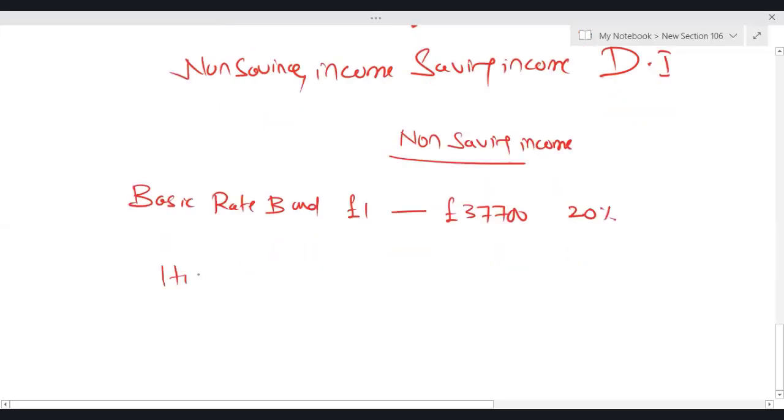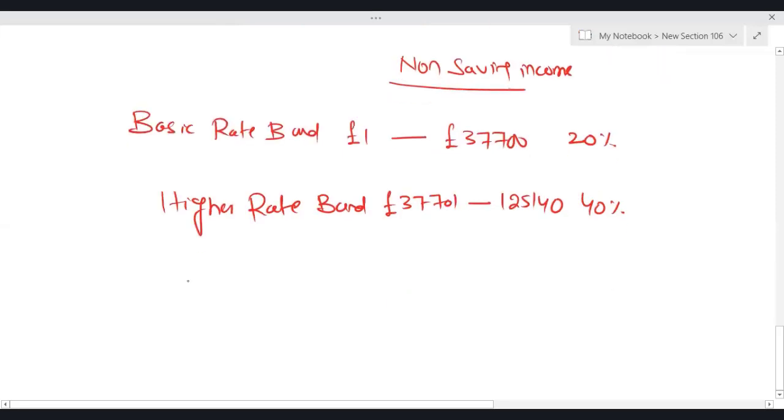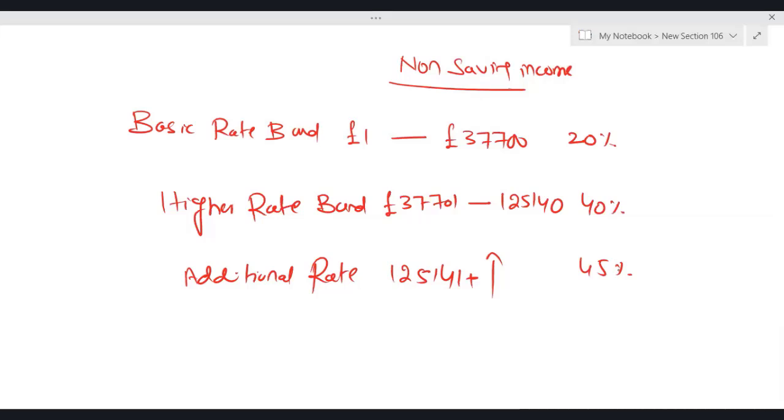Higher rate band starts from 37,701, ends at 125,140. Applicable tax rate is 40%. Then additional rate, 125,141 plus above, no limit at all. Applicable tax rate is 45%. So these are the tax rates for the non-saving income.